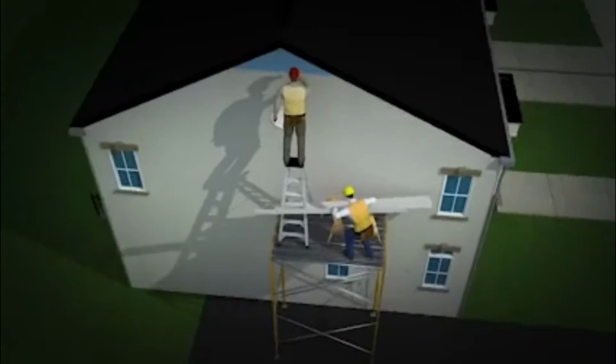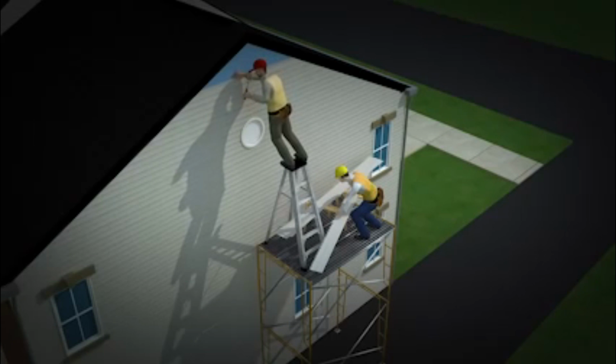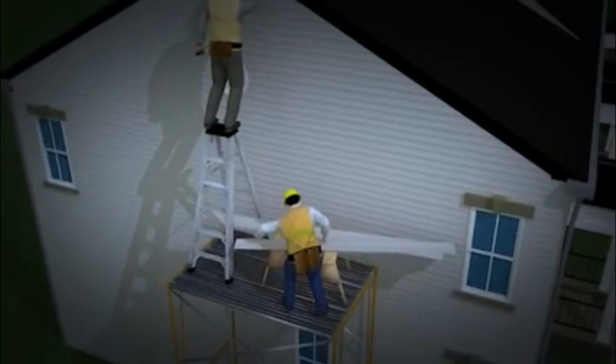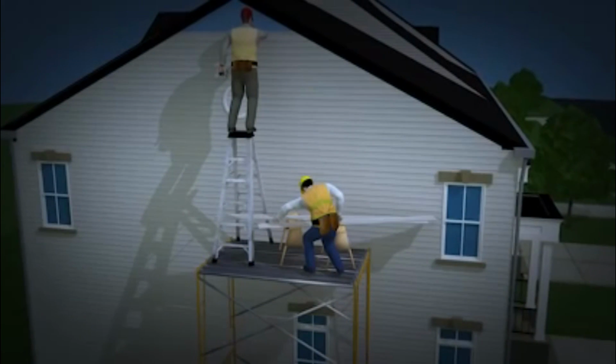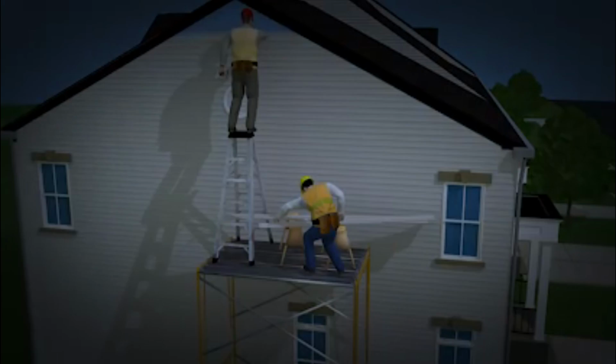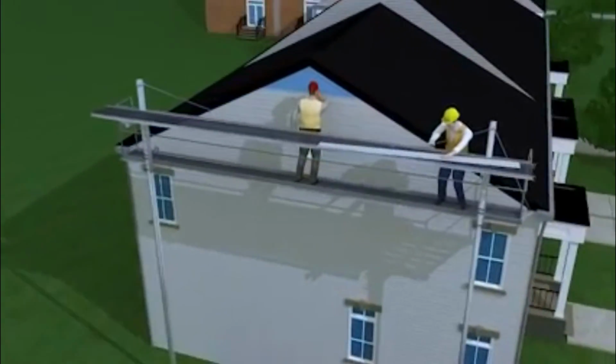Let's look at the events leading up to this tragic incident and see how it could have been prevented. Originally, the worker installing siding was standing on a ladder that was placed on top of a scaffold. This is a very serious and dangerous OSHA violation. Also, there was no fall protection for these workers. OSHA requires employers to provide workers with fall protection when they're working on scaffolds more than 10 feet above a lower level.